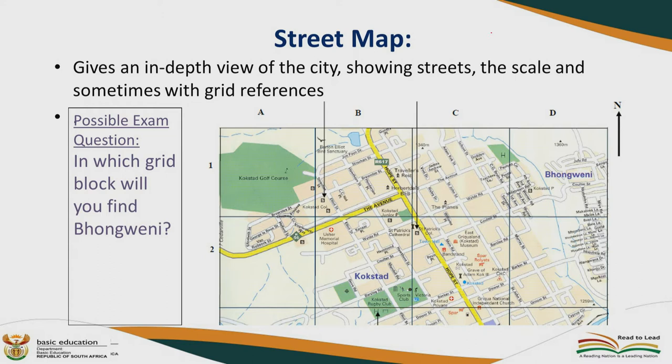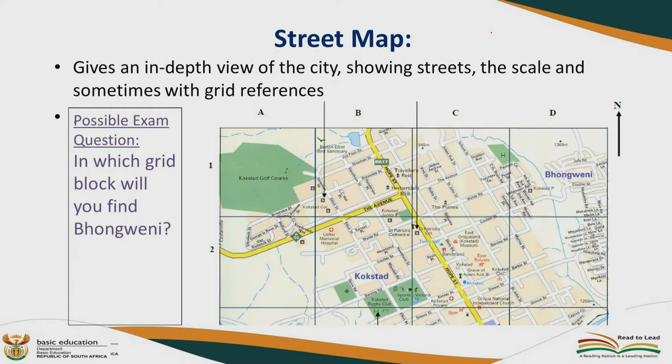Now, how does the grid reference work? A possible question that they can ask in the exam is, in which grid block will you find Bongweni? There is Bongweni, so what is the grid reference for Bongweni? It is in D1. That is where you will find Bongweni. Please also take note that when you locate a place on this type of map, we are not looking for the wording, but we are looking for the position, the point. If you take, for example, this one, this is the Kokstad Golf Course. The writing says Kokstad Golf Course, but the position, the sign that is used there, is the golf sign. So if you are locating this position, you look at that symbol to locate it.